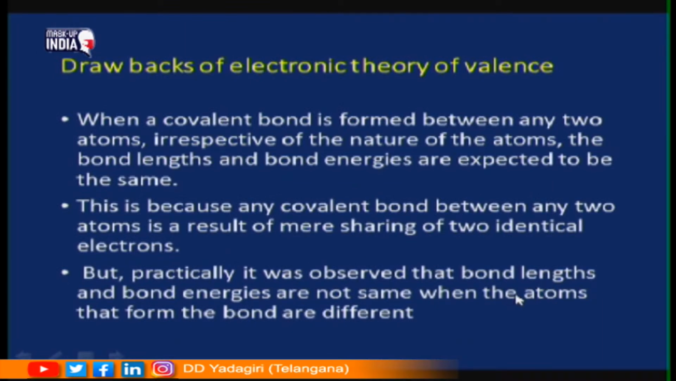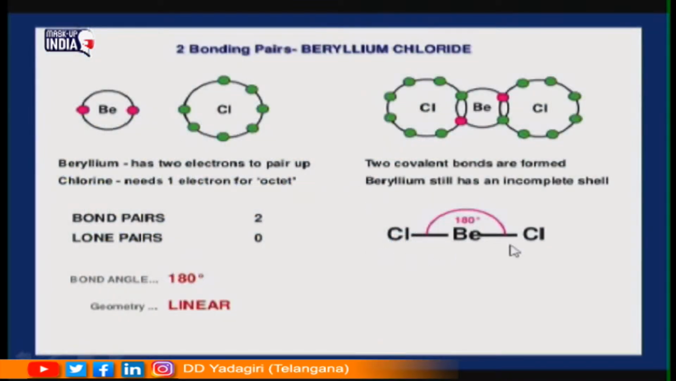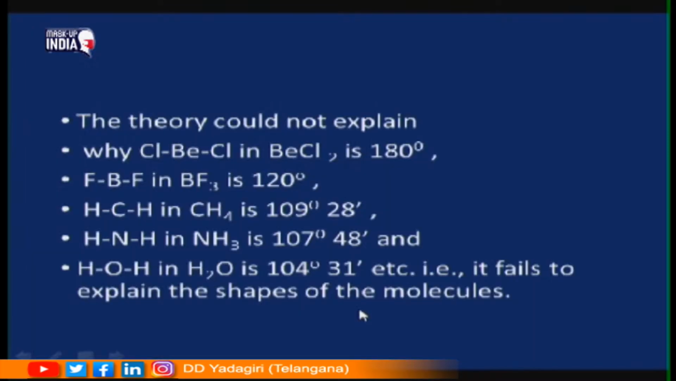What are the drawbacks? The bond lengths and the bond energies were not expected to be the same. Even the atoms which are sharing the electrons were not having the same structure as expected, and practically it was also observed that the bond lengths and the bond energies are not the same, they are different. For example, if you look at beryllium chloride in the picture, here the bond angle between them is 180 degrees. So, this was not explained in the theory.